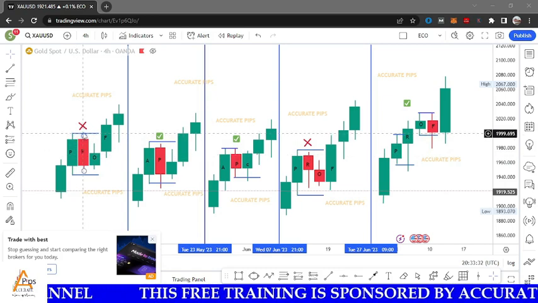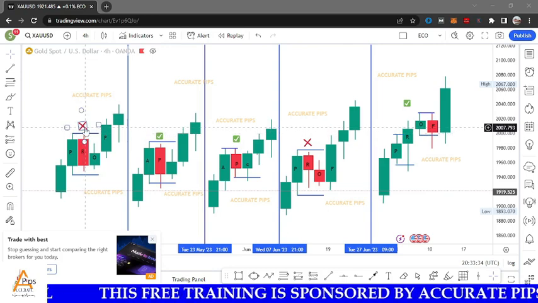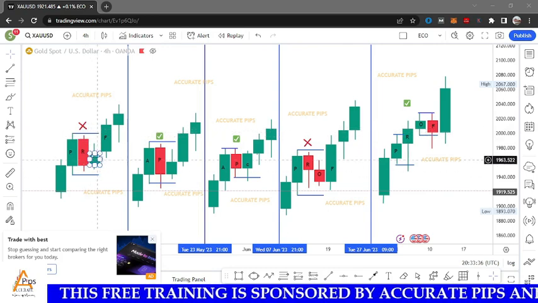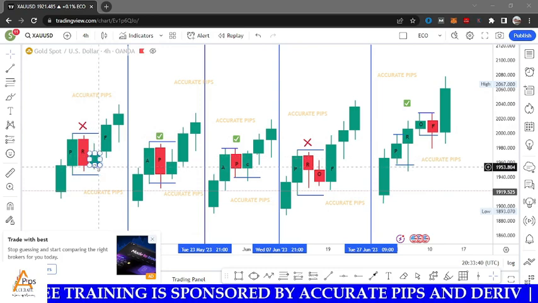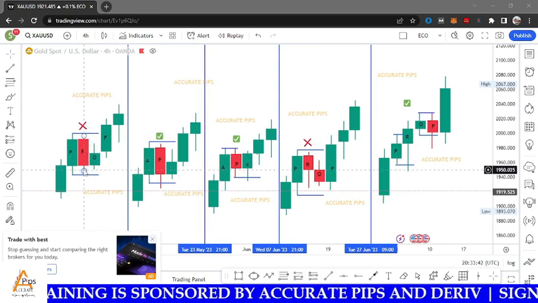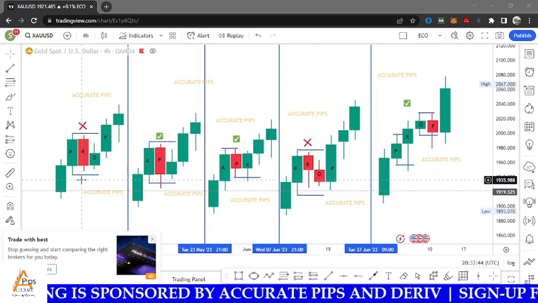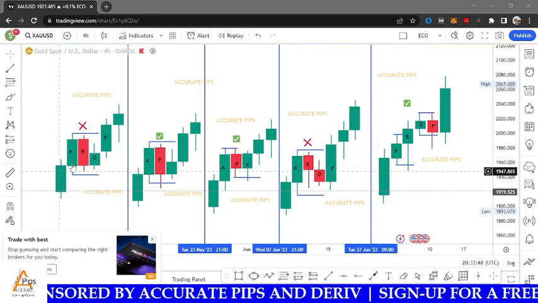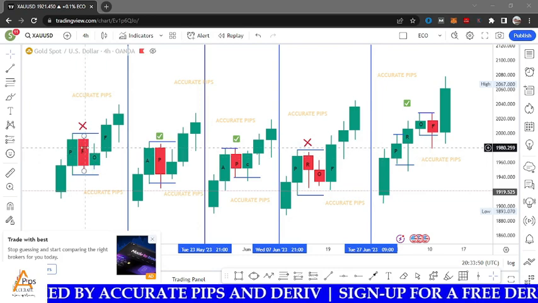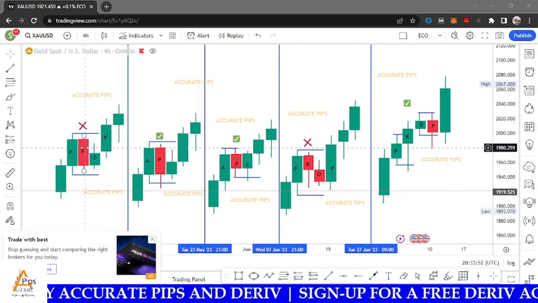Now, if it were to at least take out the high of this P candle, then we'll be expecting the O candle here to take out the low of the red, and then we would have qualified it as a valid pullback. So the pullback that has occurred over here is an invalid pullback.